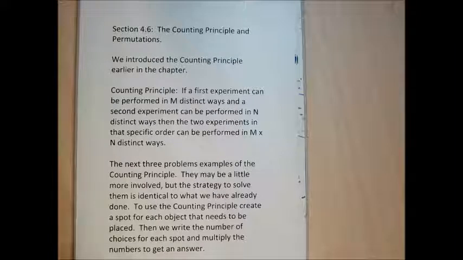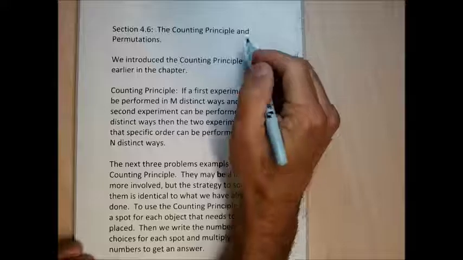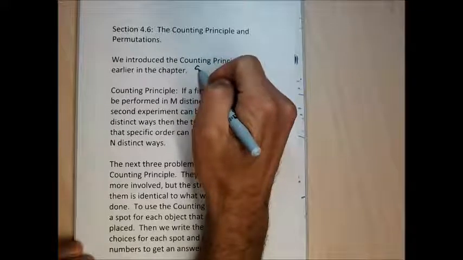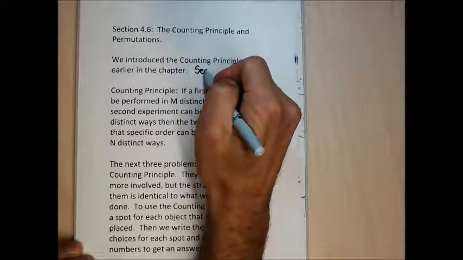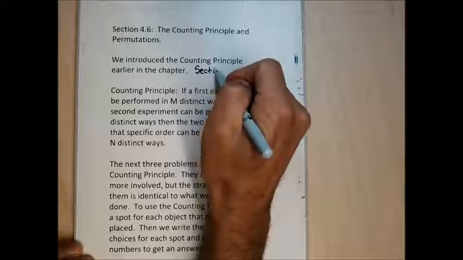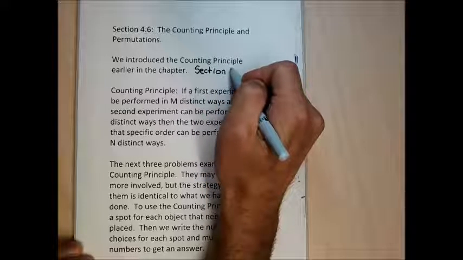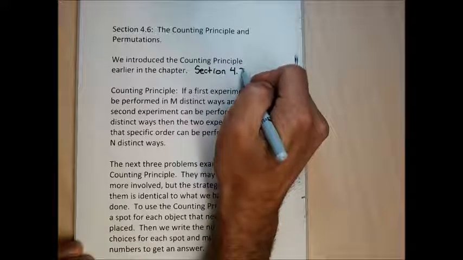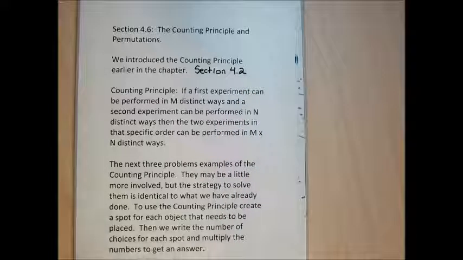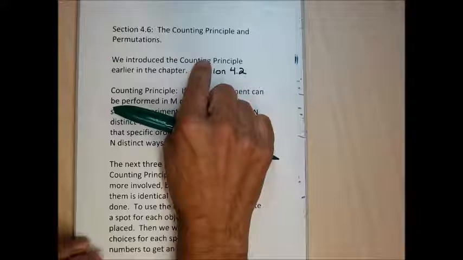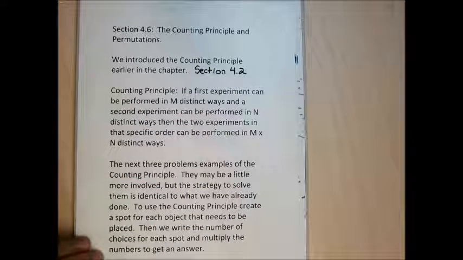So this section is really a continuation of section 4.2. I'm not really sure why I pushed this to the back of the chapter as opposed to just extending section 4.2, but it is what it is. So in section 4.2, we talked about the counting principle, and the counting principle involved experiments.